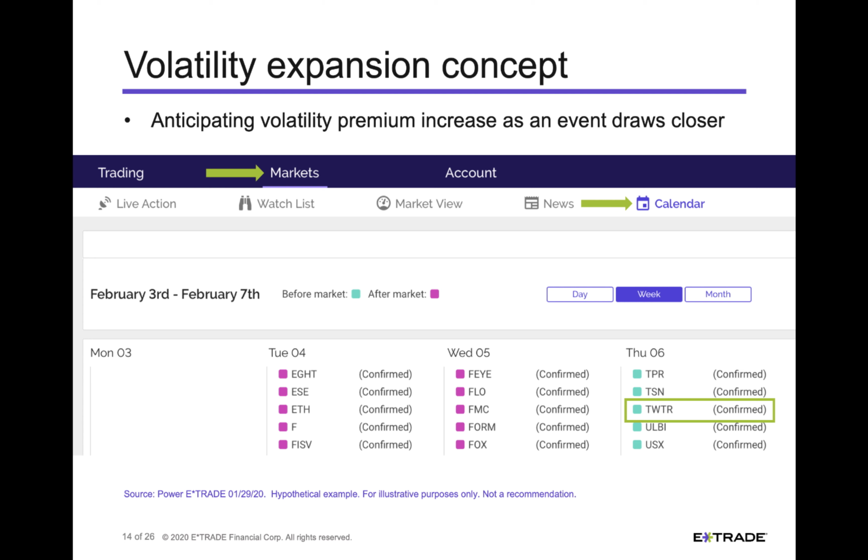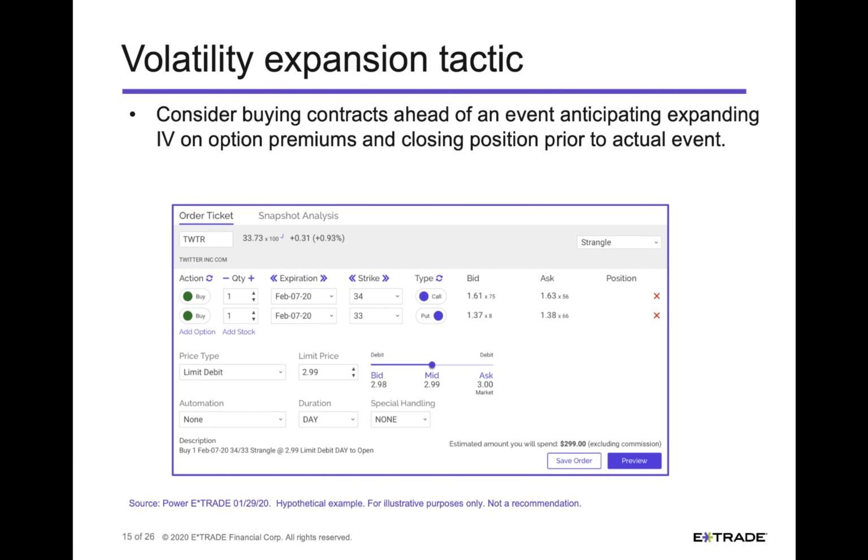We know that Twitter is going to be releasing earnings, and that's going to be before the market. So people may want to trade around that. So the idea would be, if you do not anticipate a directional move, but you do expect an expansion of volatility, you could trade around that. So here's a volatility expansion tactic. Consider buying contracts ahead of an event in anticipation of an expanding implied volatility. That is going to increase the option premiums.